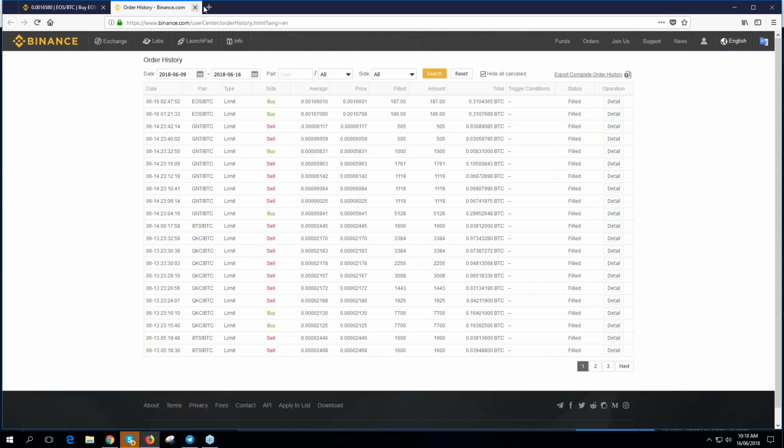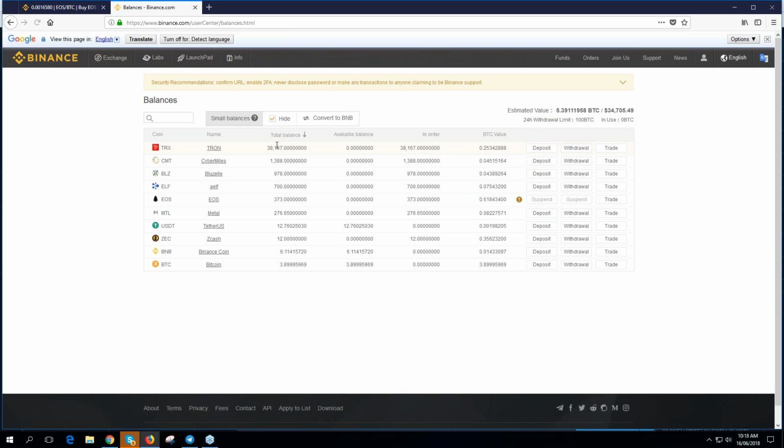All right. So now, you can see here. Let's go over here and have a quick look at the funds. You can see how that 5.8 is broken up. I'm not holding a lot. I got 3.89 of Bitcoin.